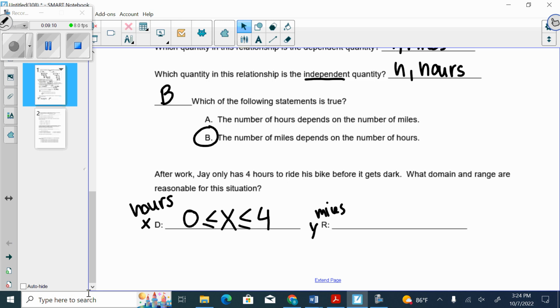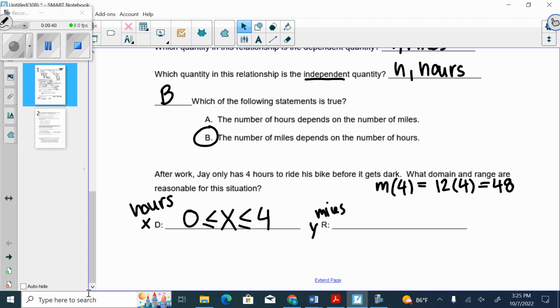And for my miles, whenever we're talking how many miles we can go, they said he could go how many in an hour? 12. Okay, so we said the most he would ride would be for 4 hours, right? So that would be 12 times 4. What is 12 times 4? Yes, 48.